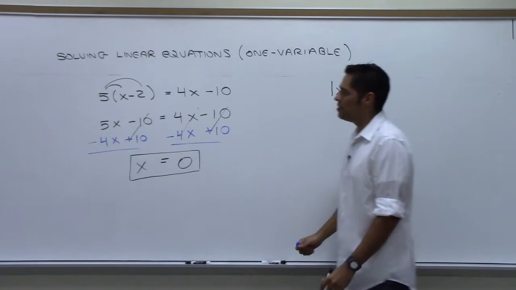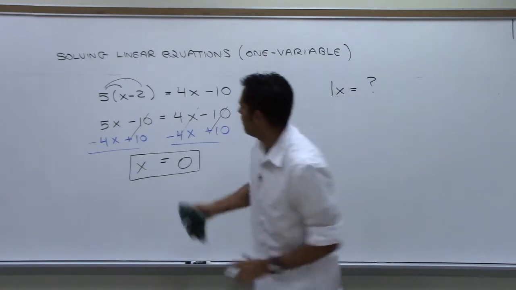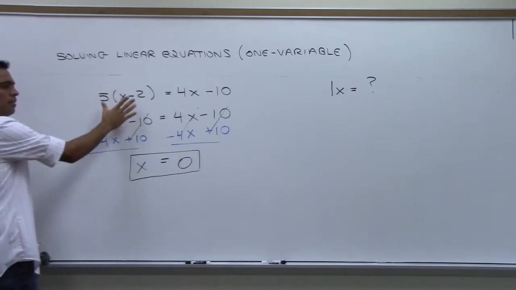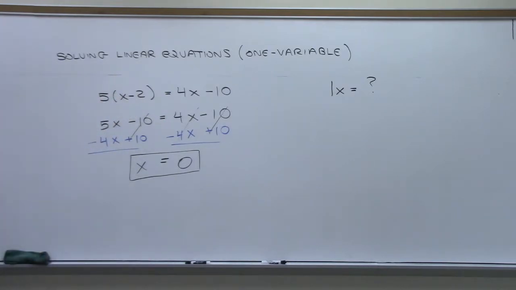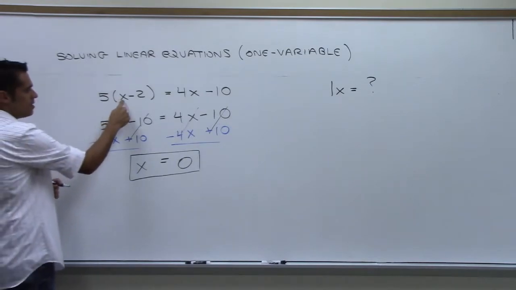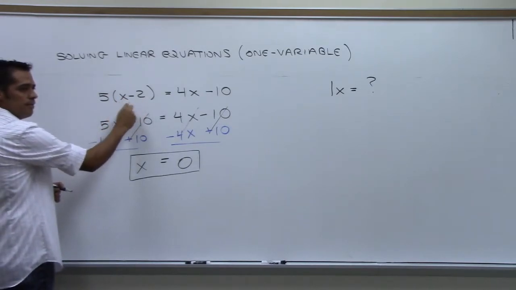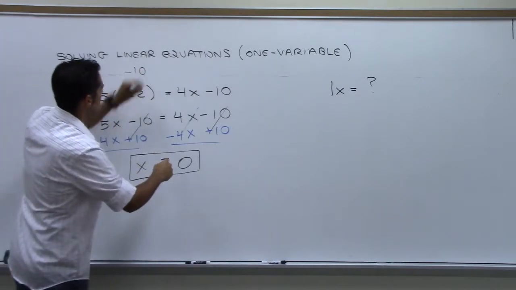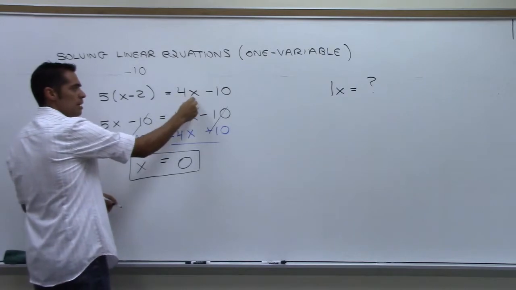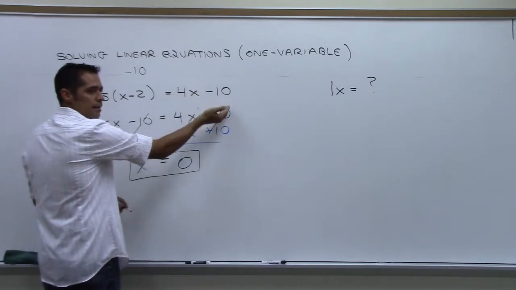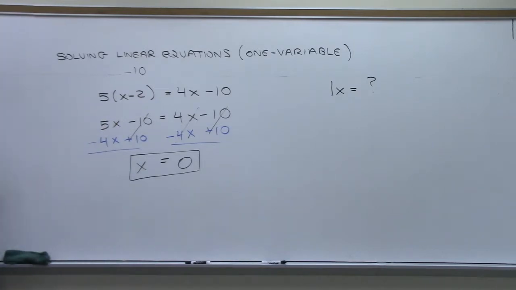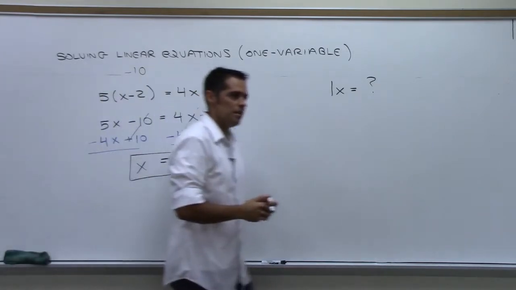So what that's saying is that the original equation is only true if you replace x with 0. So I'll just do a quick mental check here. If that's 0, this is really just negative 2, isn't it? 5 times negative 2 would give me negative 10. And if I replace that with 0, this is 4 times 0, which is gone, and negative 10. So I'd have negative 10 equals negative 10. That's correct. It's a true statement. That's the only value of x that makes that true.